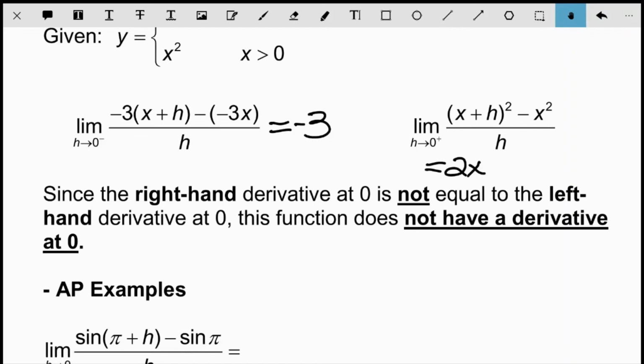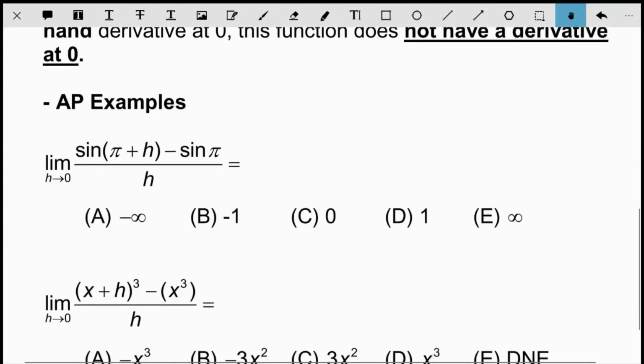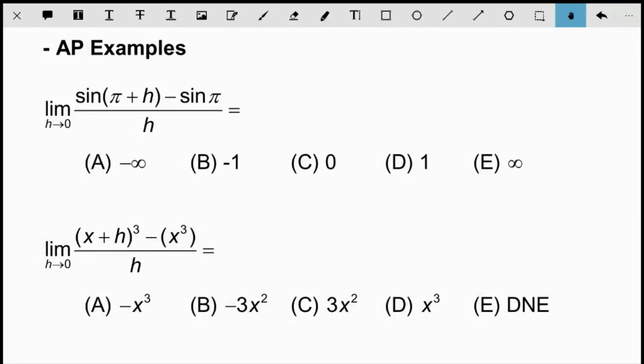We're actually going to spend an entire day focusing on differentiability next time. So the next video that I post will be on section 3.2, and that's actually the title of that second section, differentiability. Okay, so a couple of examples here now. These are old AP multiple choice questions.